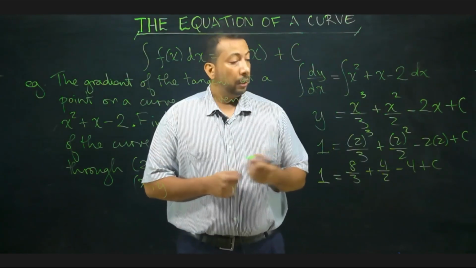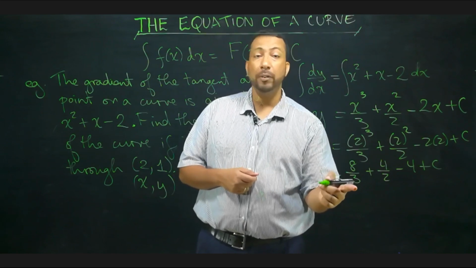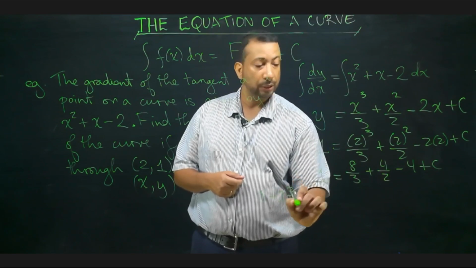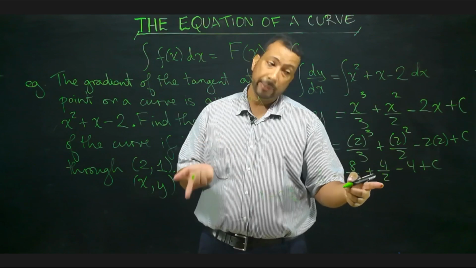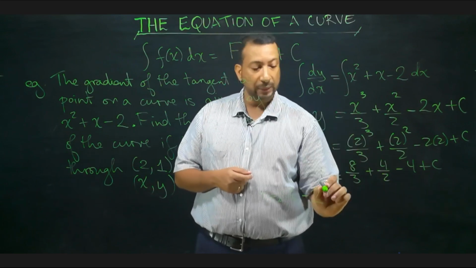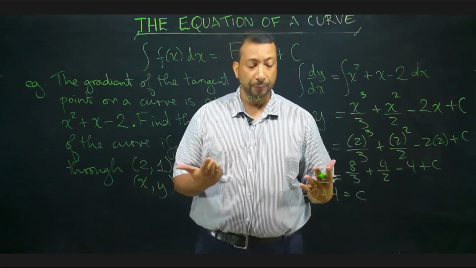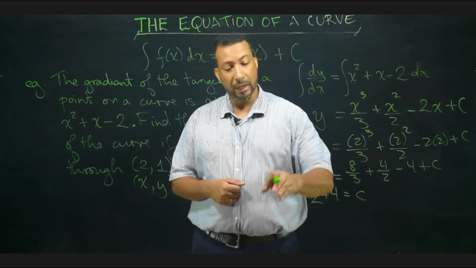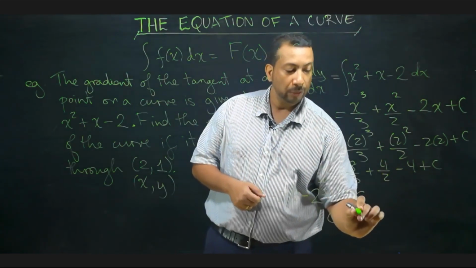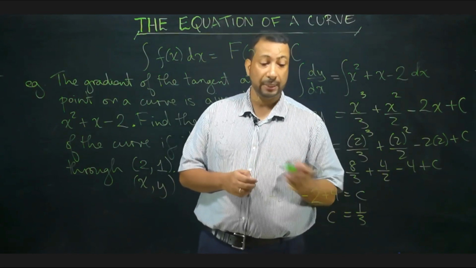Simplifying further, I will have 1, then 8 over 3 is 2 and 2/3. When I transpose it, it will be minus 2 and 2/3. 4 divided by 2 is 2, so when I transpose, I'll have minus 2. Instead of subtracting 4, when I transpose, I'll add 4, and that gives me c. So 1 plus 4 is 5. 5 take away 2 is 3. 5 take away another 2 is 1. 1 take away 2/3 leaves us with 1/3. So c is equal to 1/3. And that's your value for c.